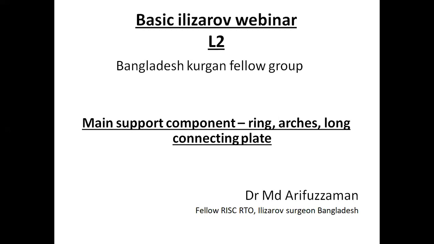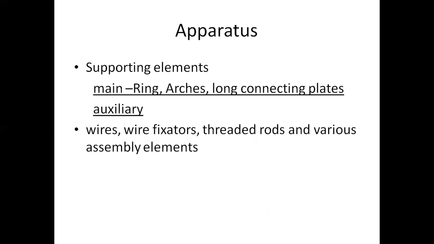And now come to the most basic part. The Elizarov apparatus is divided into two main groups: the main supporting component and the auxiliary supporting component, and the other is the wire fixator and other assembly elements. The main component usually is ring, arches, long connecting plates. The auxiliary component will be delivered by our beloved Dr. Nazmunuddin Setu, and it includes the post connecting plates and other things. And Dr. Mostafa will deliver about the wire fixation. And now my part is the ring, arch, and long connecting plate.